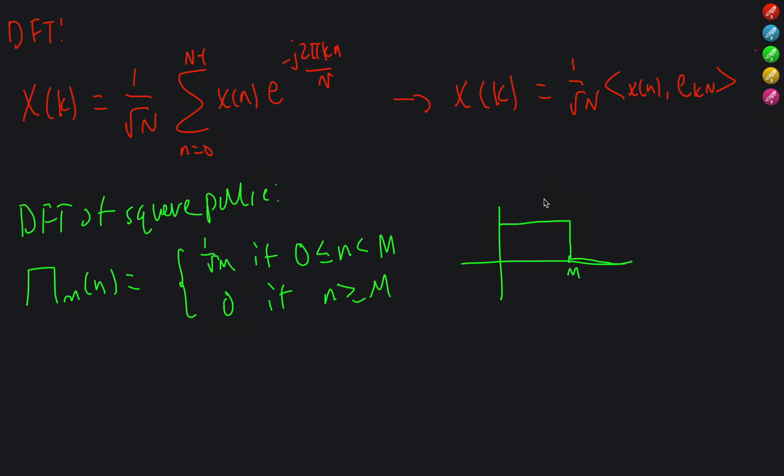Oh, sorry, we're discrete. So here's our discrete stuff. That's not spaced out properly, but you get the idea. That's our signal. Let's find the DFT of it.